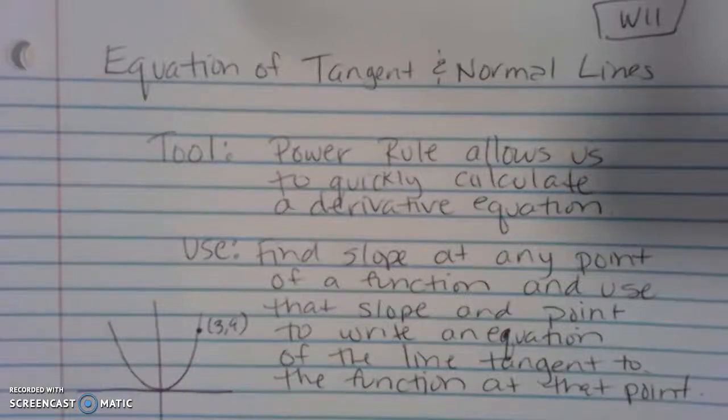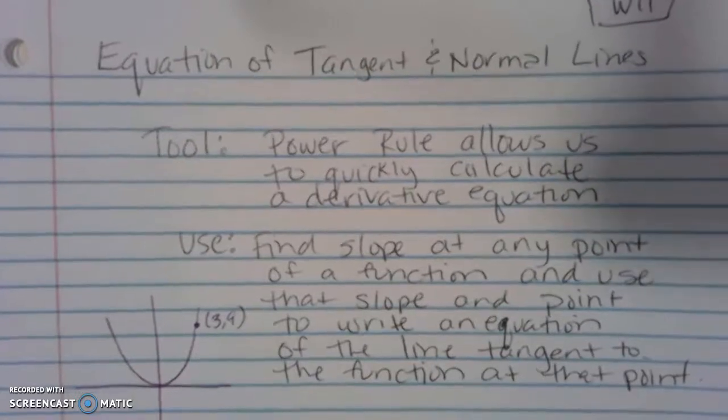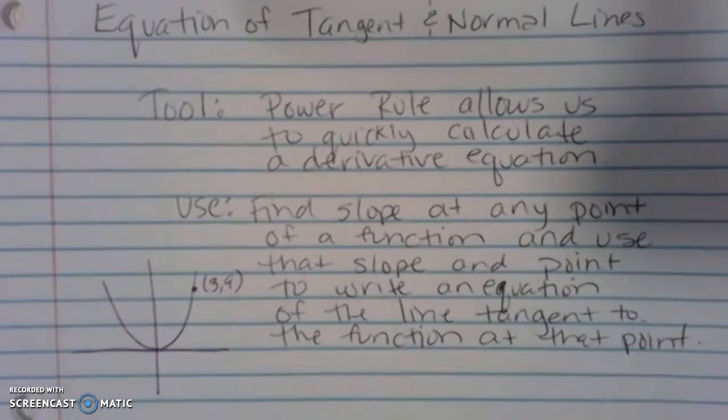This is a lesson that goes with worksheet 11 titled Equation of Tangent and Normal Lines. In the last lesson with worksheet 10, we learned a tool, the power rule, which allows us to calculate a derivative equation very quickly. And why is that necessary? Its use is to find the slope at any point of a function and use that slope and that point to write an equation of the tangent line to the function at that point.